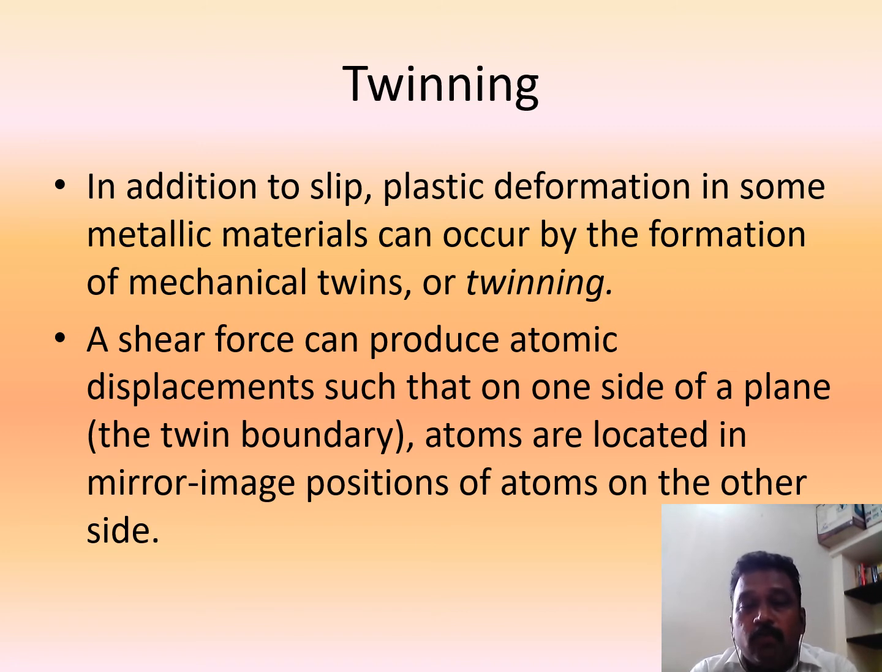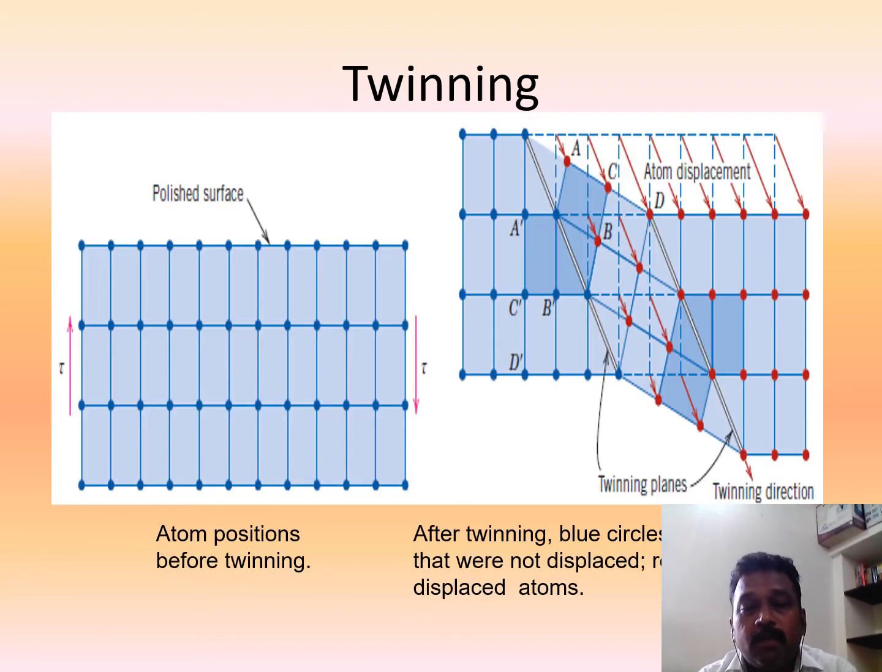So a shear force can produce atomic displacement such that on one side of a plane, that is the twin boundary, atoms are located in mirror image positions of atoms on the other side. So that is called twinning. That is twins, similar to each other. I will show you that twinning diagram. So you can see that twinning.